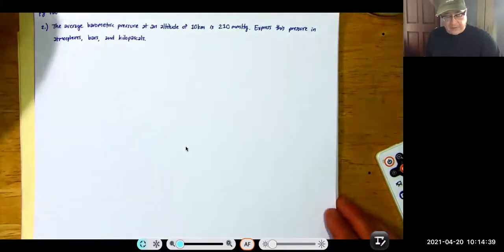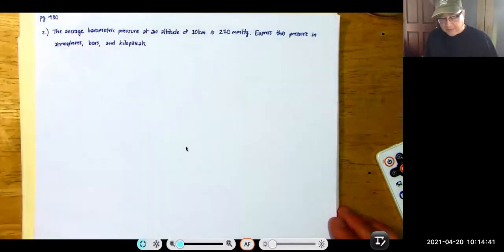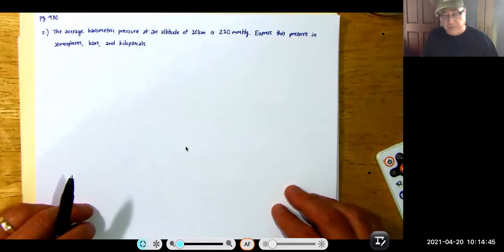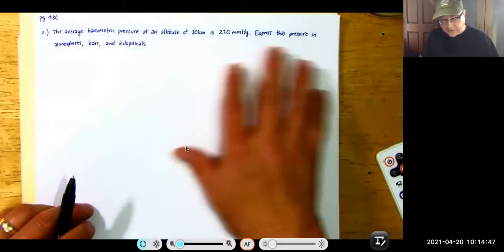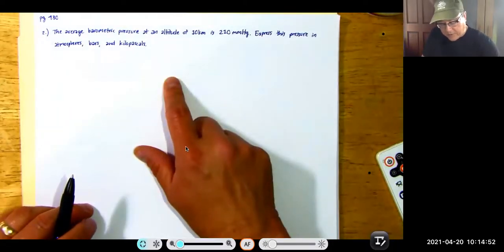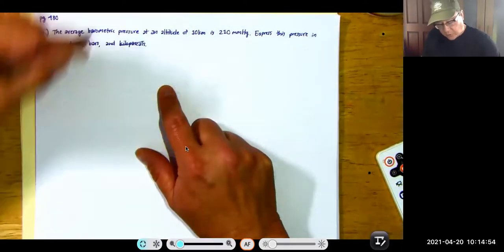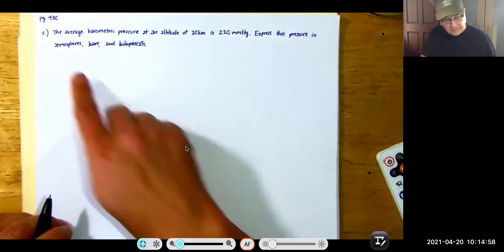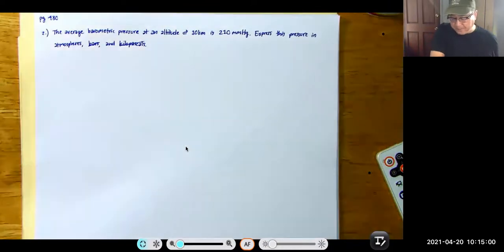All right, let's take a look at the first problem. The average barometric pressure at an altitude of 10 kilometers is 210 millimeters of mercury. Express this pressure in atmospheres, bars, and kilopascals. Now, we will not be working with kilopascals nor with bars in this class. We'll just be working with atmospheres and millimeters of mercury.